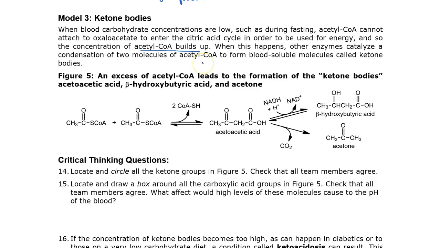So when those concentrations get really high, then you have some enzymes that cause them to condense together, which is kind of the reverse of beta oxidation that we just saw where they're split apart. They condense back together, and you get this molecule called acetoacetic acid. And then there are some other enzymes that turn acetoacetic acid into these other molecules, beta-hydroxybutyric acid and acetone, and together all 3 of these molecules are referred to as the so-called ketone bodies.